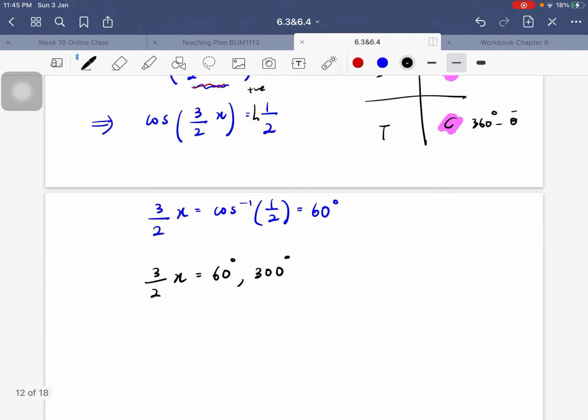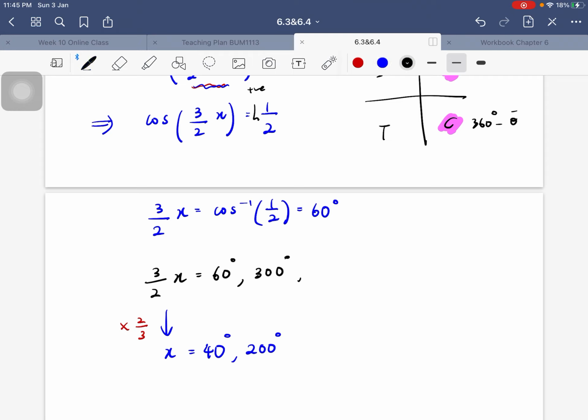But the thing is that the answer we wanted is not 3 over 2x. What we wanted is going to be x. So what you have to do is multiply each of the angles by 2 over 3. So now let's have a look. What do I get when I have x? 60 being multiplied by 2 over 3. So that is going to equal 40 degrees. That is going to be our first angle. Now 300 being multiplied by 2 over 3 is going to give us 200 degrees.